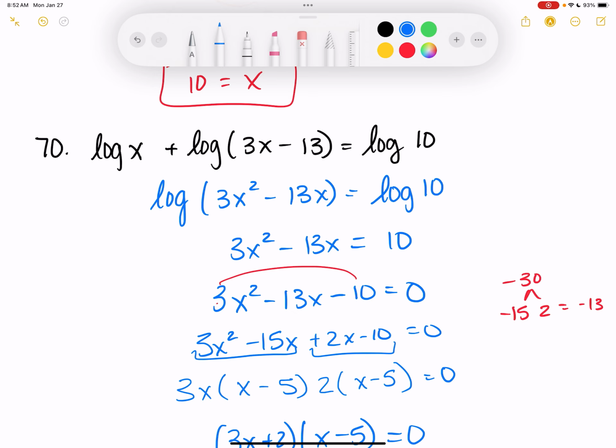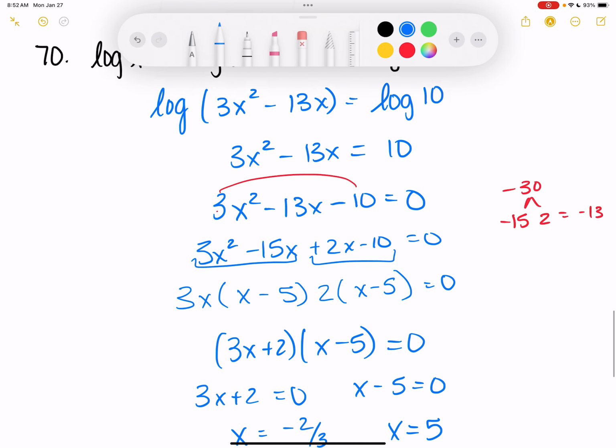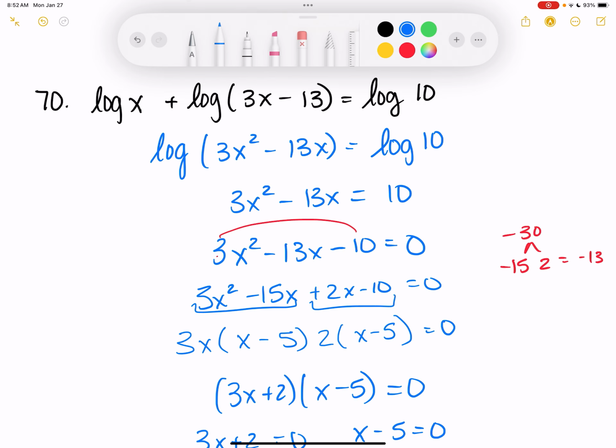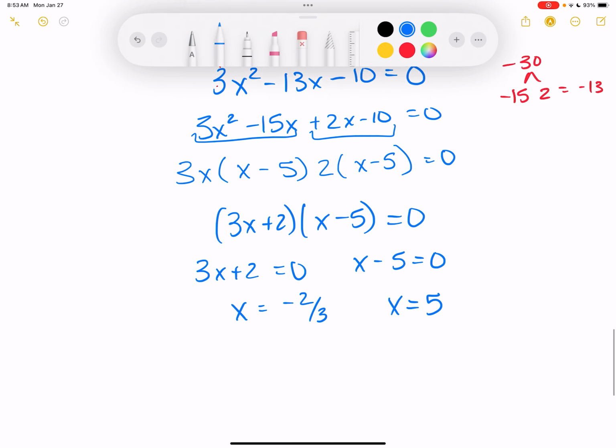If you ever were checking it in your calculator, the log of negative 2/3 is going to tell you that you have a non-real answer because that can't be in a log. Okay, so when I get a negative number down here, I'm going to cross that one out and just circle the positive one that actually works.